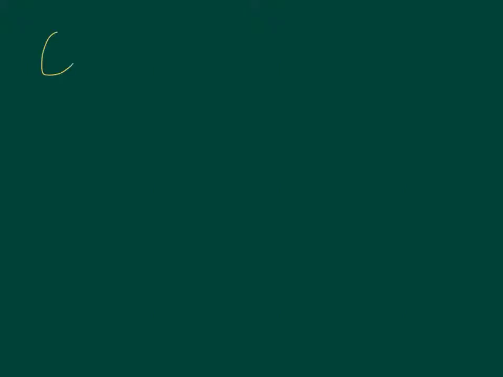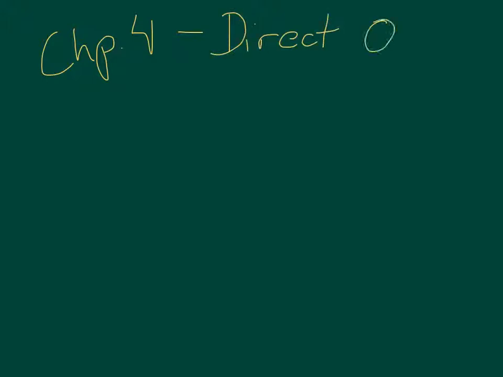Alright, welcome to the video for chapter 4 of Ecce Romani. In this video we're going to look at the concept of direct objects, which is a function that nouns, that's persons, places, or things, can play in a sentence.